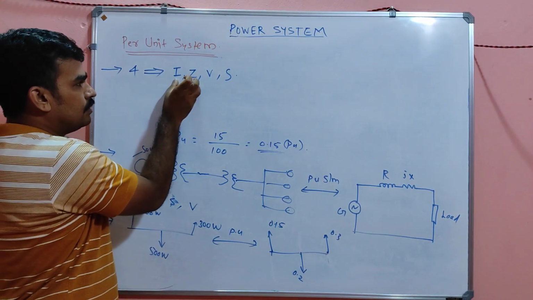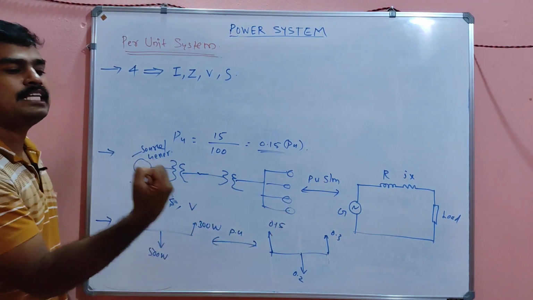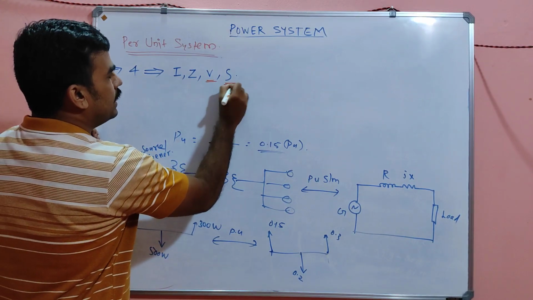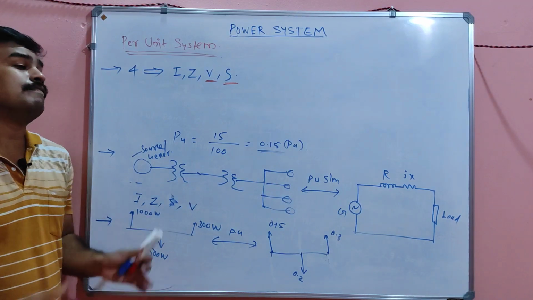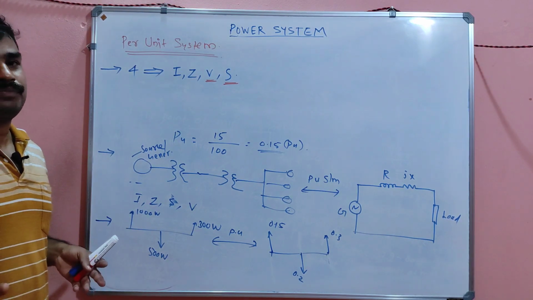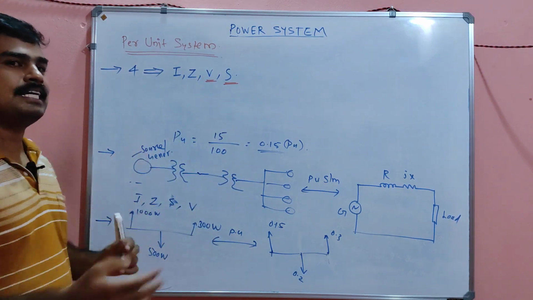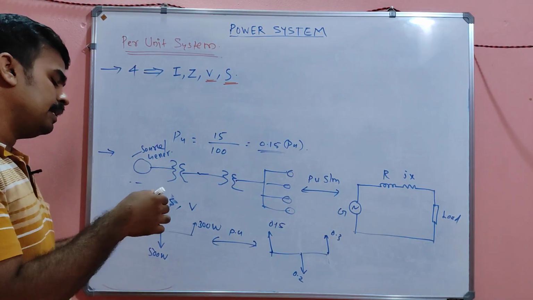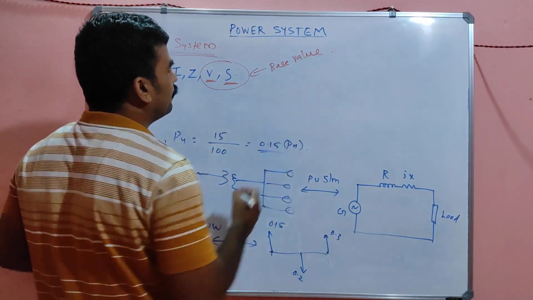Among these four quantities, any two will be given in the question itself, and you can take those as the base or reference value. Normally V, that is voltage, and S, the power rating of the alternator or generator, will be taken as the base value. Which quantity you should take as the reference value will be given in the question. So for computing the per unit system, you require at least two base quantities. That you have to remember all the time. It may be I, Z, or V, S or anything. Normally the convention is that V and S will be the base values.